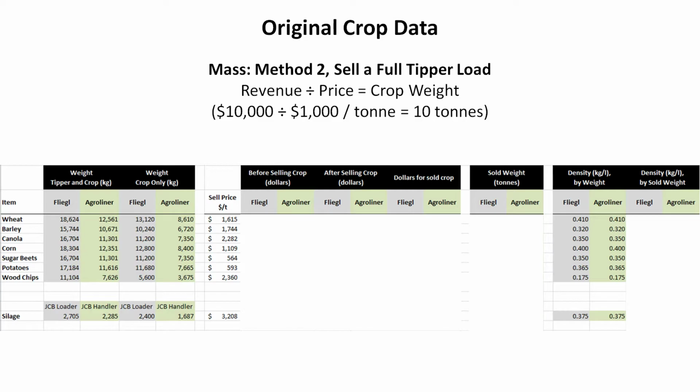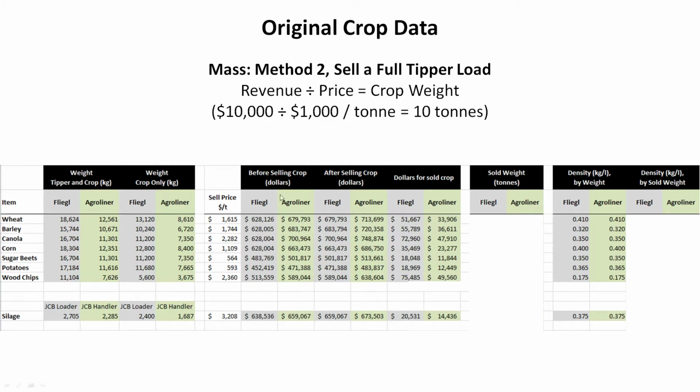Great. Sell a full tipper load. So here we have, before selling the crop, this is how much money we had before, again, for each of the two tipper loads, for each of the crops, and the dollars we had after selling the crop. So this is the revenue per crop in each of these tippers, and again for each of the buckets for silage. So now we have the revenue, the dollars per crop, the price. This should give us the sold weight for each of these.